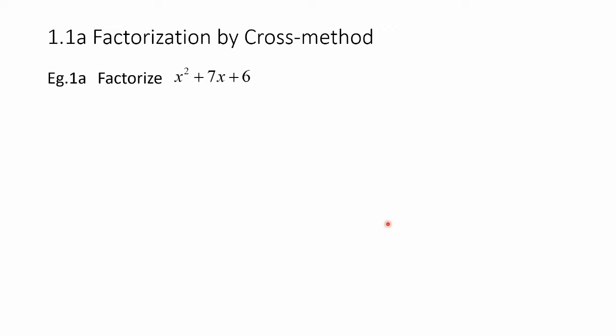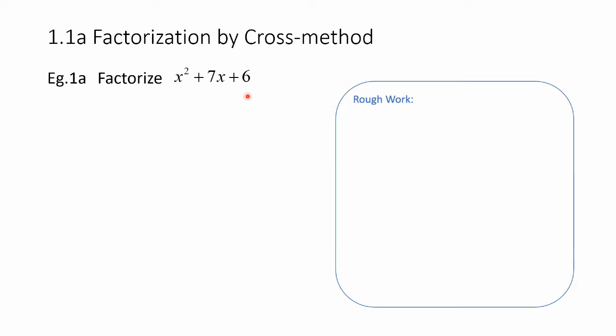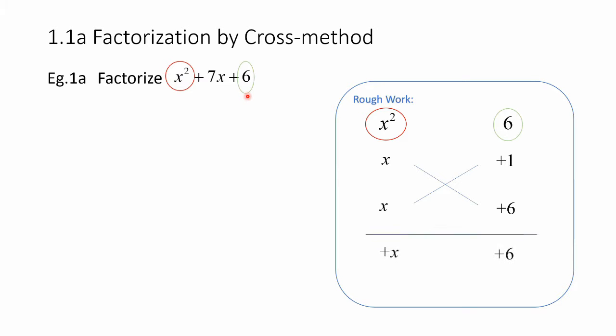In this video, we are going to learn how to factorize them by cross method. Let's see an example. We have to factorize this quadratic polynomial. First of all, we should have a rough worksheet. Write down the x squared term and the constant term. Find the factors of them, and then do the cross, which means the cross multiplication.